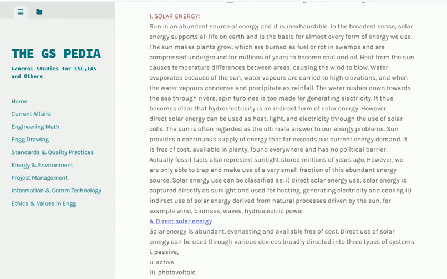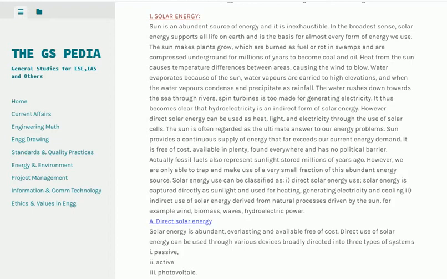Heat from the sun causes temperature differences between areas, causing the wind to blow. Water evaporates because of the sun. Water vapors are carried to high elevations, and when the water vapors condense and precipitate as rainfall, the water rushes down towards the sea through rivers, spinning turbines for generating electricity. It thus becomes clear that hydroelectricity is an indirect form of solar energy. However, direct solar energy can be used as heat, light, and electricity through the use of solar cells.